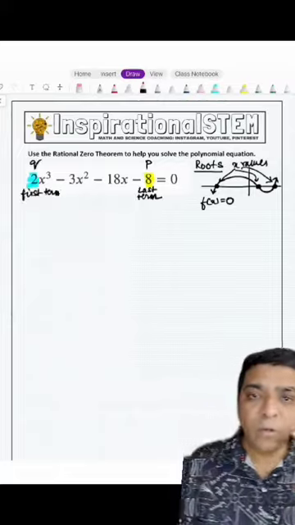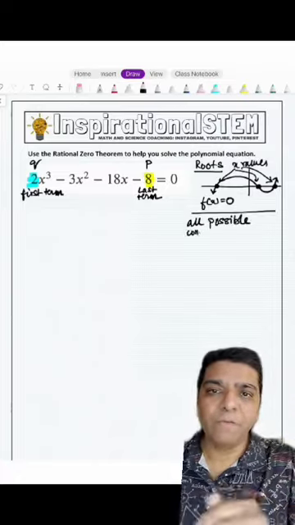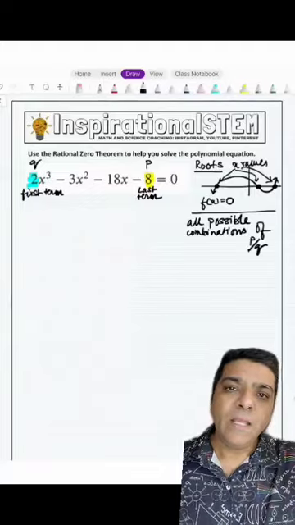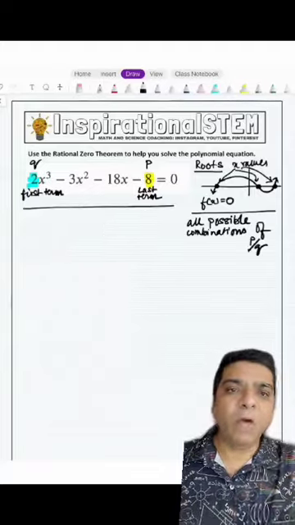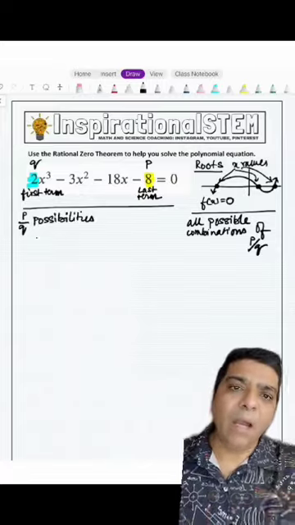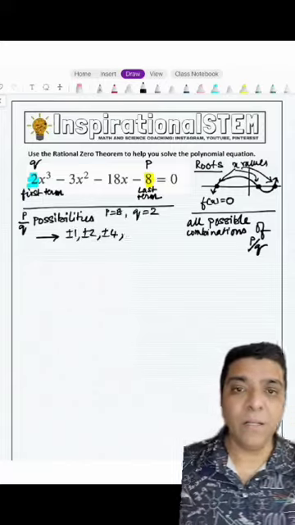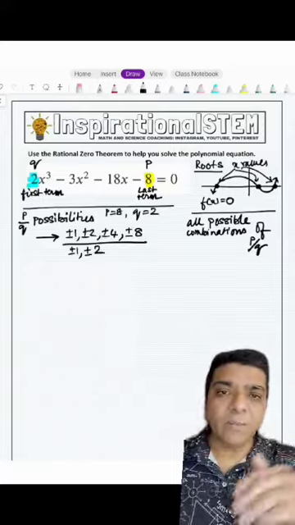Now, the rational root theorem tells us that if the last term is p and the first term is q, then all possible combinations of p by q are the possibilities for the rational roots of this polynomial. Okay, so let's look at the possibilities for the numerator.